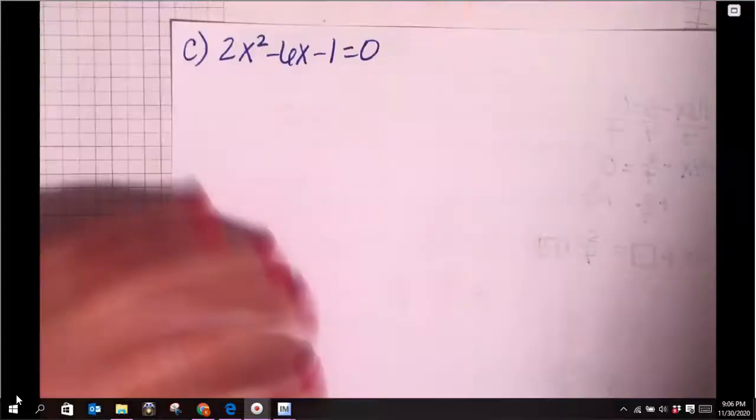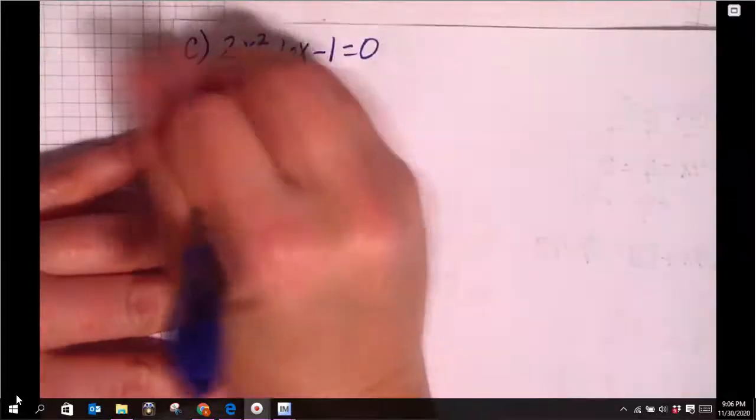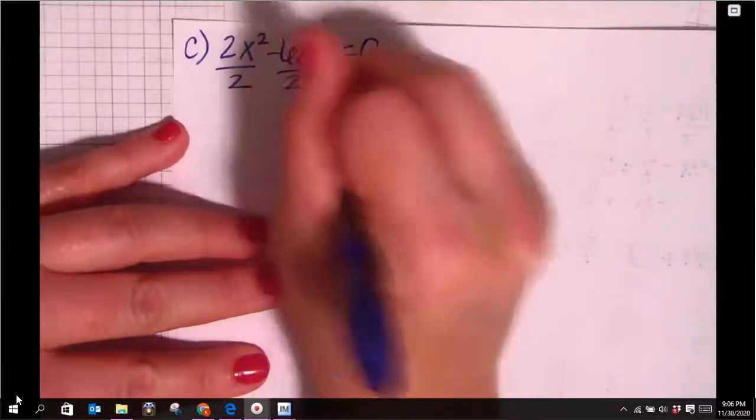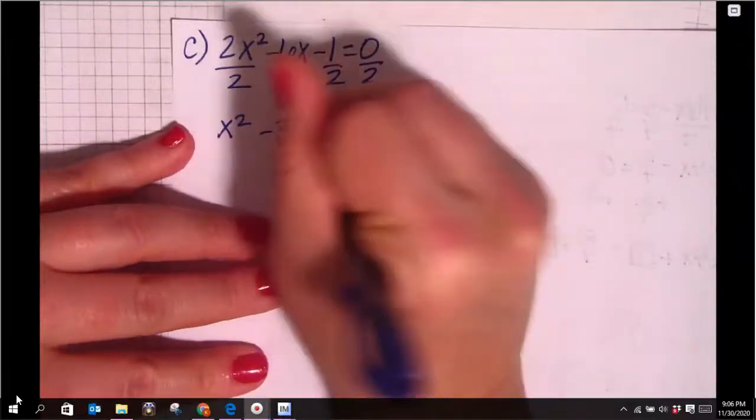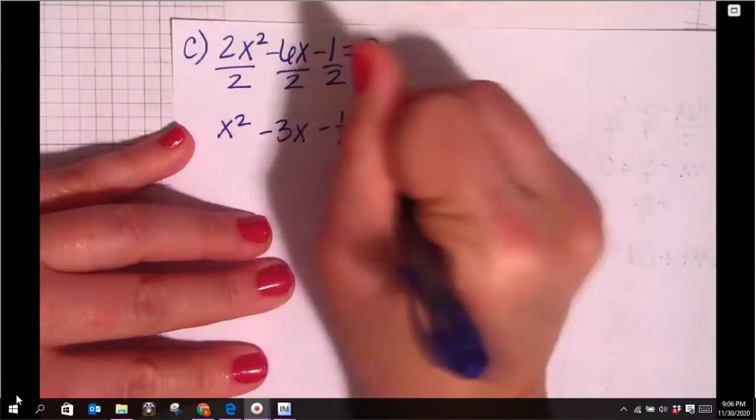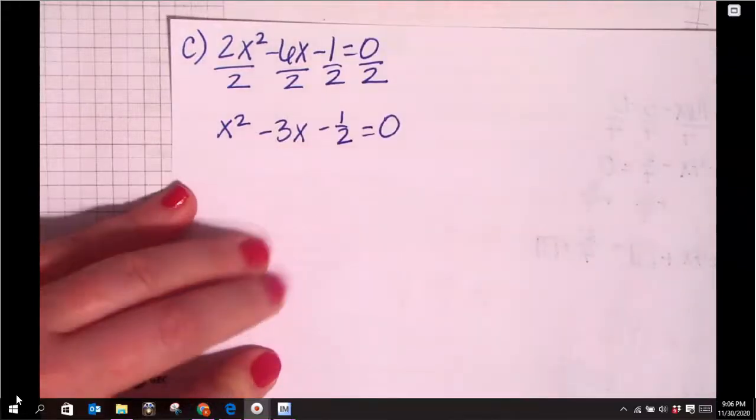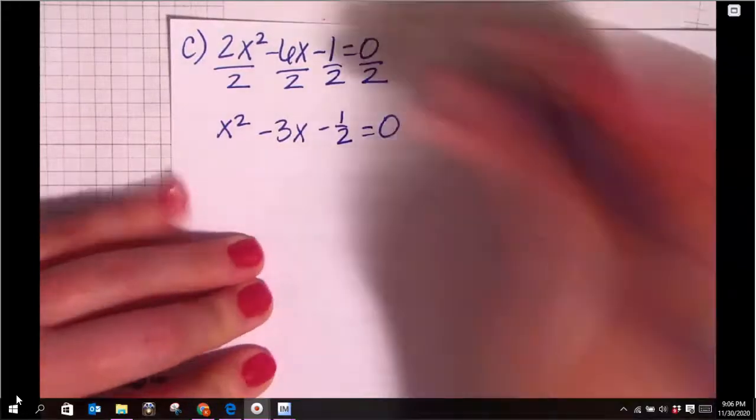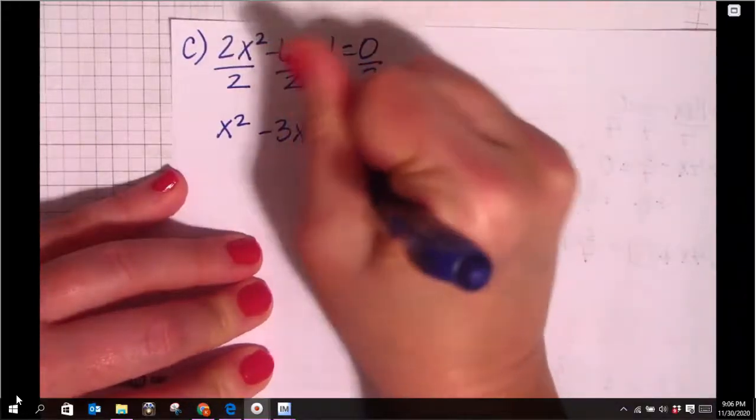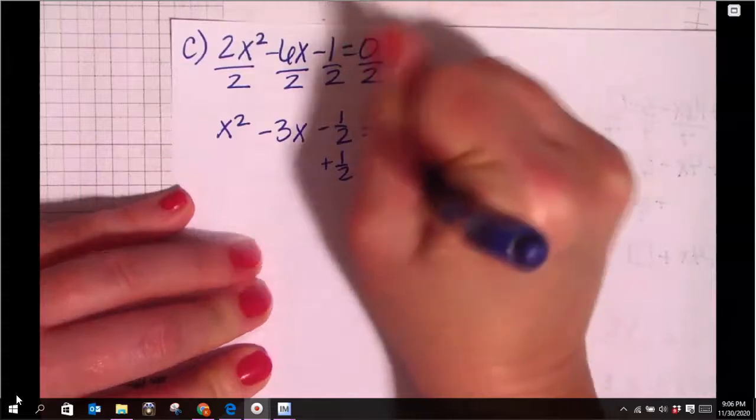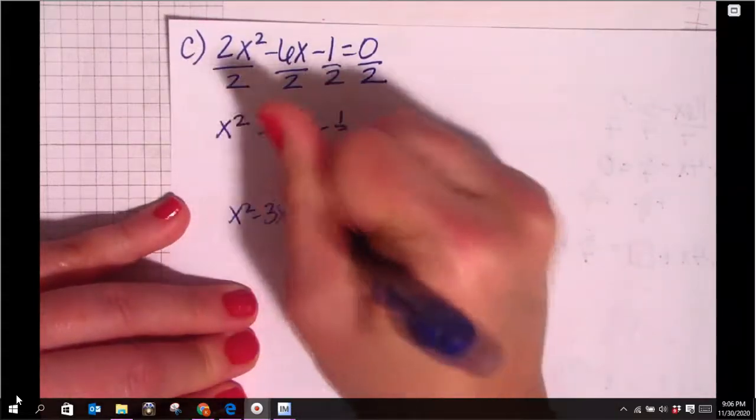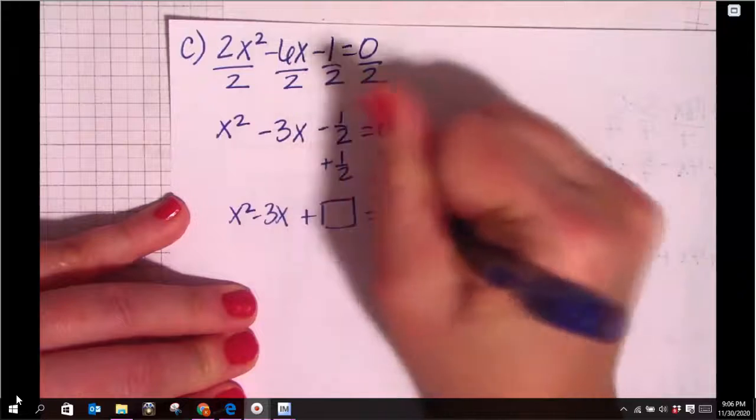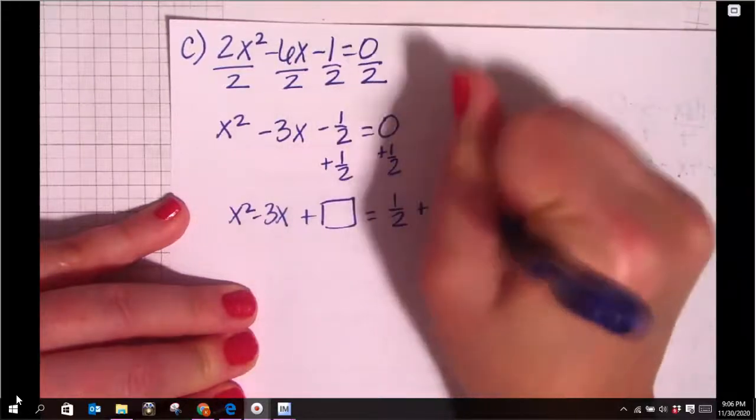Okay, so now that you're back with me, I'm going to divide by the leading coefficient, which is 2. x squared minus 3x minus 1/2 equals 0. Same thing, same thing, same thing. I'm going to add this 1/2. x squared minus 3x plus a box equals 1/2 plus a box.